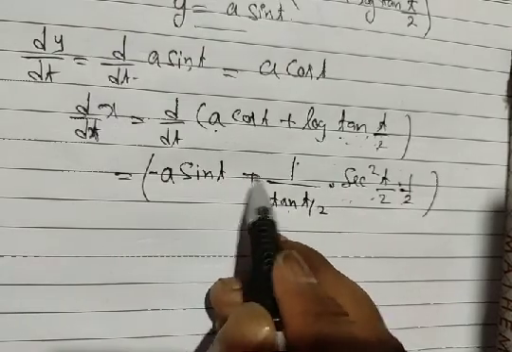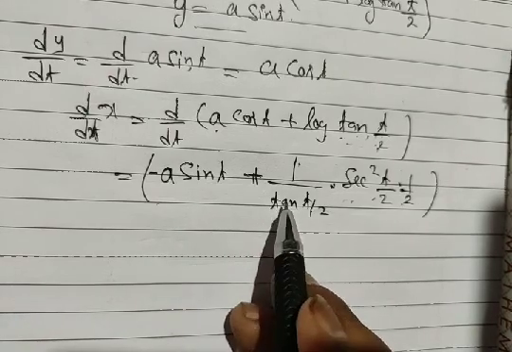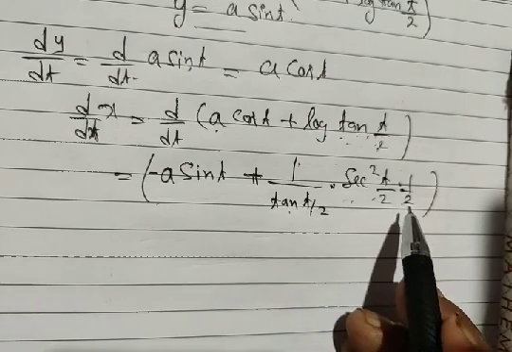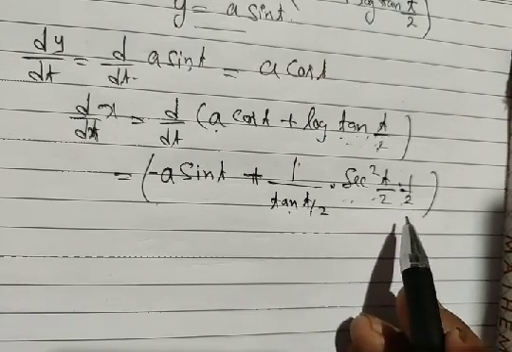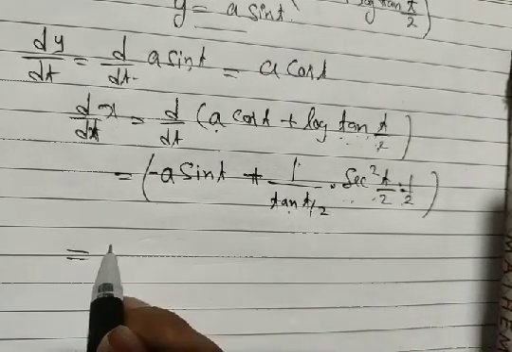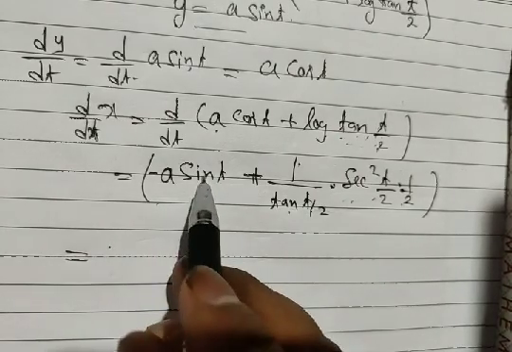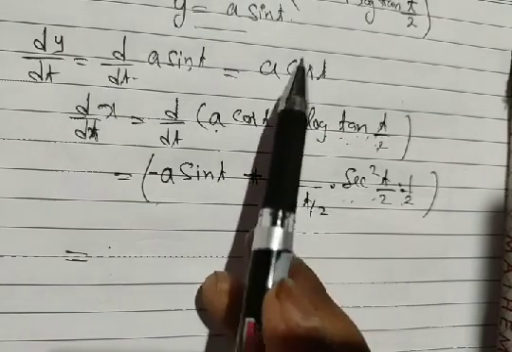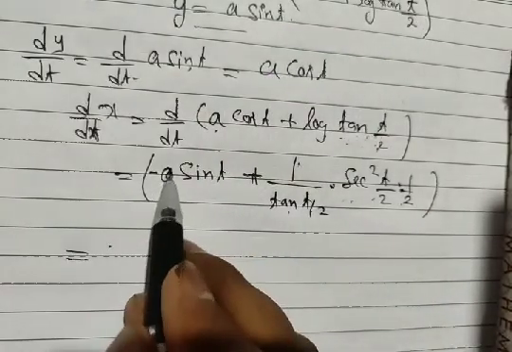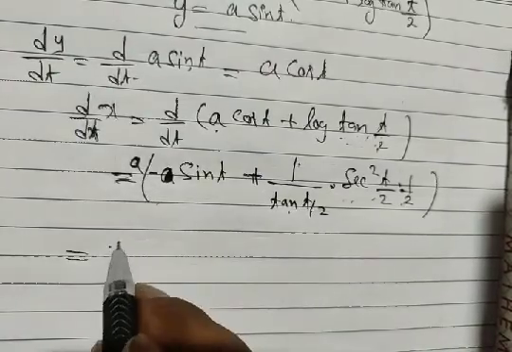Now what do we have? We have the derivative dx/dt is minus a sin t plus 1 upon tan(t/2) into sec²(t/2) into 1/2 here. We are getting the derivative. Now first of all we are going to simplify it. Look, one mistake I have made. This a is common with both terms. Then we are going to write down this a is here.